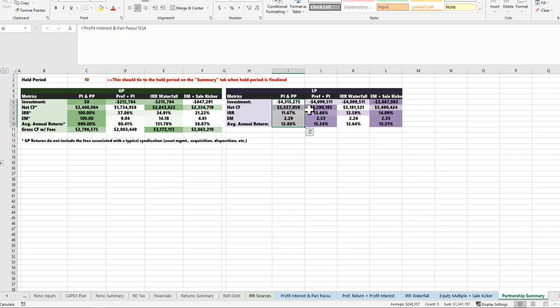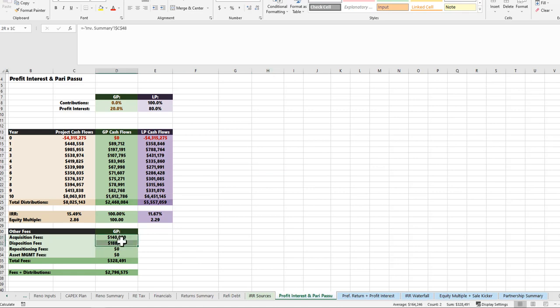This is a nice tab just to quickly compare these different partnership models. It provides you the ability to do an apples-to-apples comparison, experimenting with a preferred return versus an IRR waterfall versus an equity multiple plus sale kicker, and just see how that would look for both the GP and the LP. And hopefully you can find a middle ground that makes sense to both investment groups. One other thing on the partnership returns, if you are doing acquisition fees, disposition fees, repositioning fees, or asset management fees, they'll all flow into these partnership models. So not only will you know what your cash flow will be from the project, but you can also get a calculation on these various fees and then total fees plus distributions.